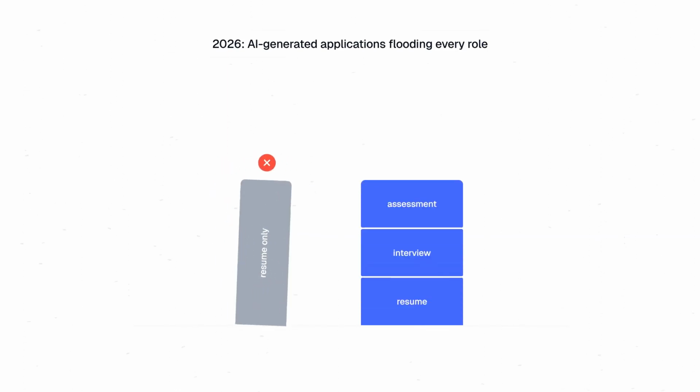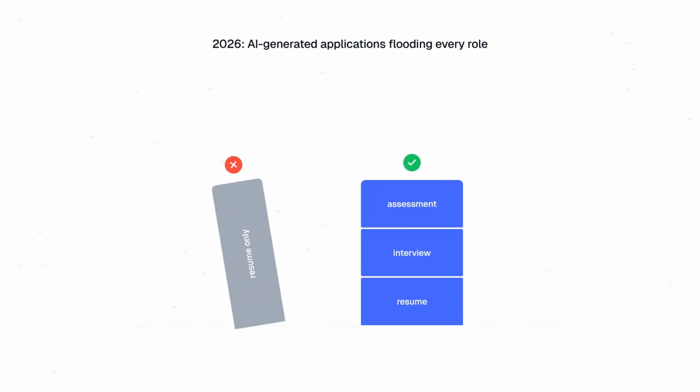Number three, how many signals does it use? Resume-only screening was fine five years ago. In 2026, with AI-generated applications flooding every single role, one signal isn't enough anymore. Look for tools that layer multiple screening methods so you're not making decisions on a single data point.